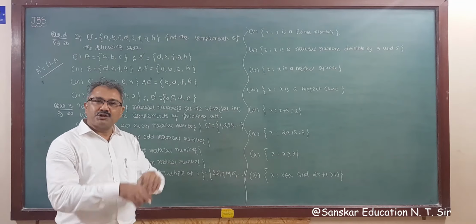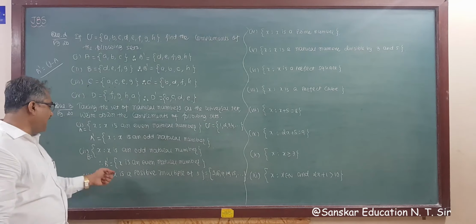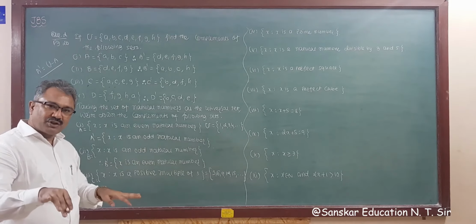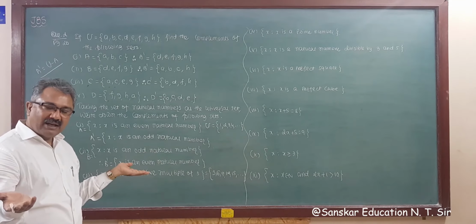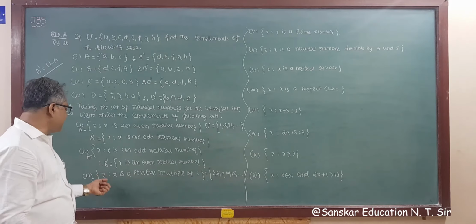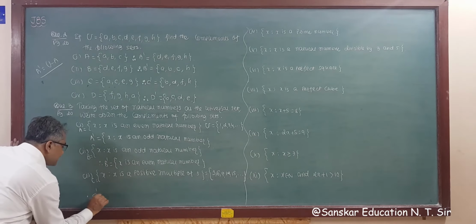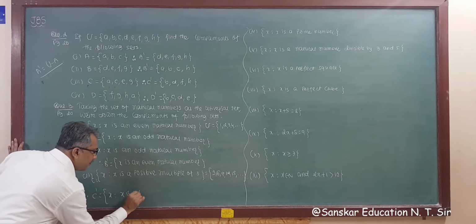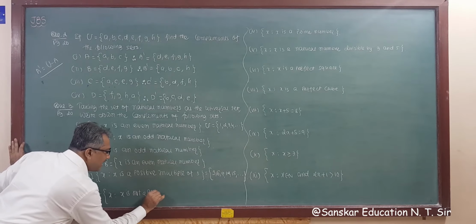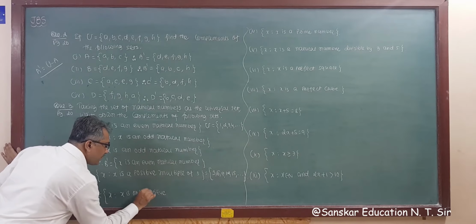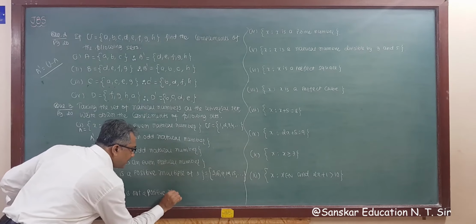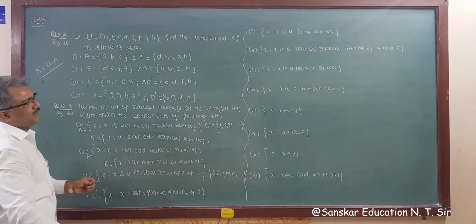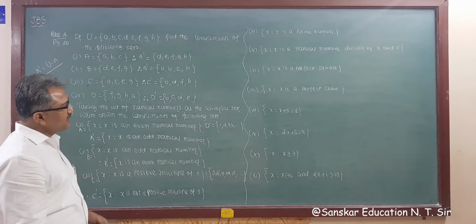So instead of writing this, can we write this: x is a positive multiple of 3 is set C. So all positive numbers except the multiples of 3 are your complement. That is, the answer will be C dash is equal to x, where x is not a positive multiple of 3, right? So this is your answer.